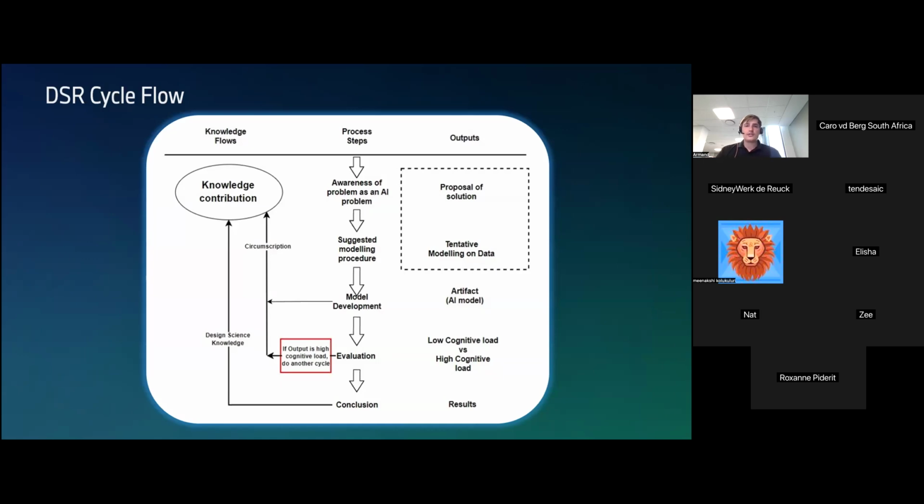Right, now the last component that I need to get to is the design science research cycles. So what are these design science research cycles? It's an approach that lends itself towards developing an artifact in a quest to enhance the knowledge and understanding of a set problem. So it's also where the word AI artifact that we use in this paper comes from. This is what the normal design science research cycle looks like. You start with awareness of the problem as an AI problem, then suggest a modeling procedure, you develop the actual model, and then you evaluate. And if in the evaluation, where we use the CFT, or the cognitive fit theory, the cognitive load is still high, we kick off another cycle to try and reduce it.